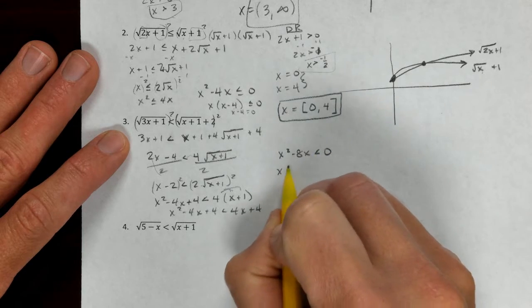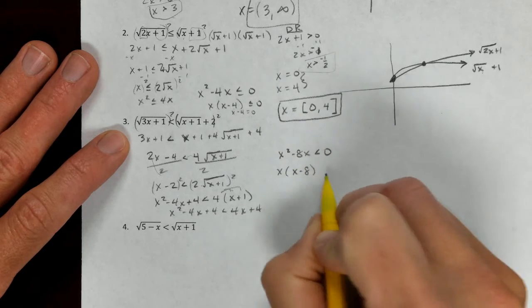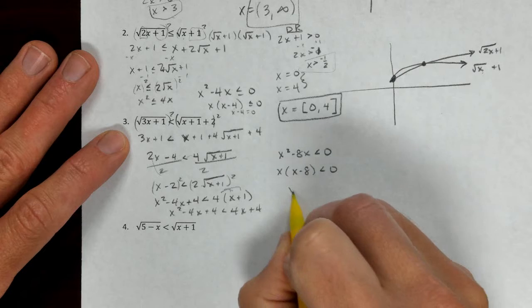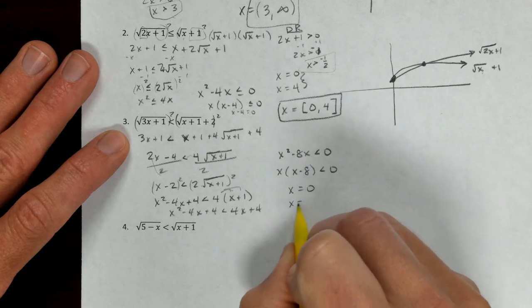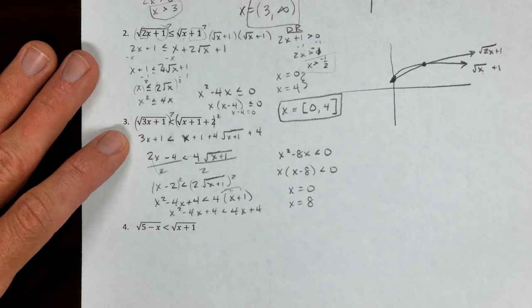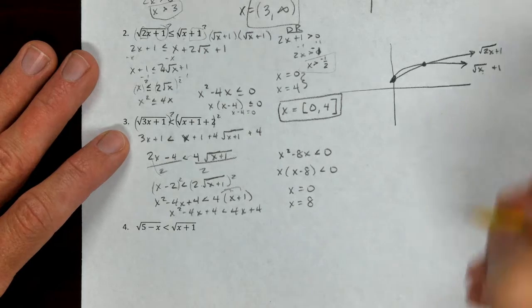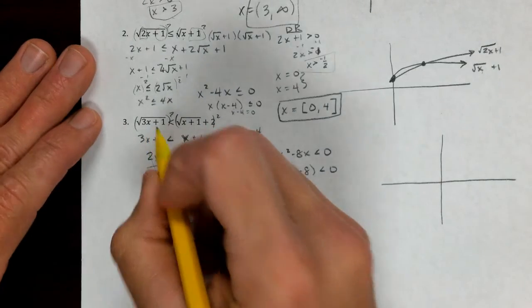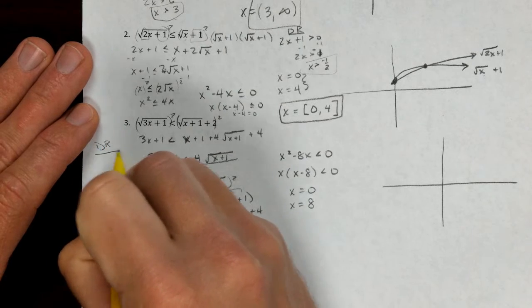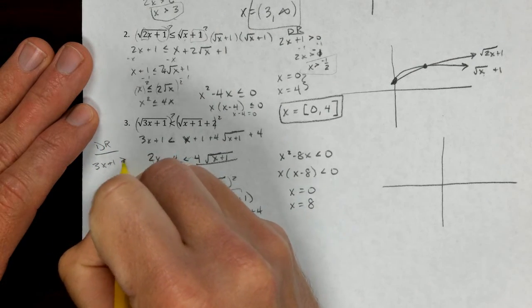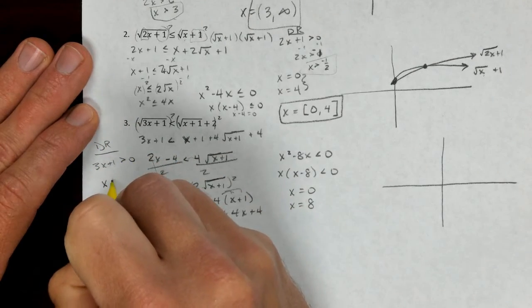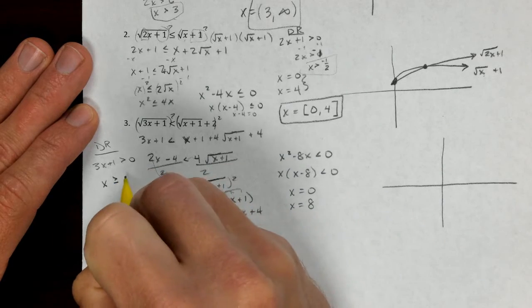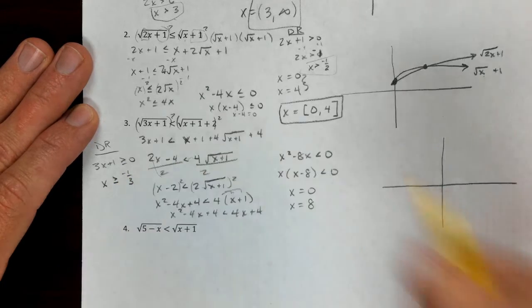We can factor that into x times (x minus 8) less than 0. So we know x equals 0 and x equals 8. Alright, so now let's check our domain restrictions for our functions. So we've got the first one, 3x plus 1 is greater than or equal to 0, so we get x is greater than or equal to negative 1/3.